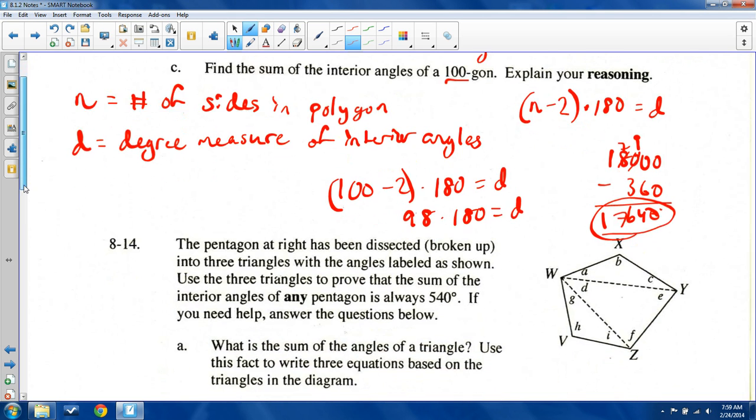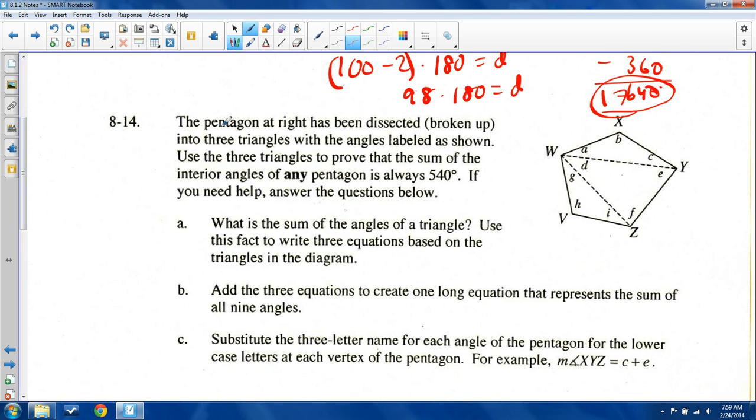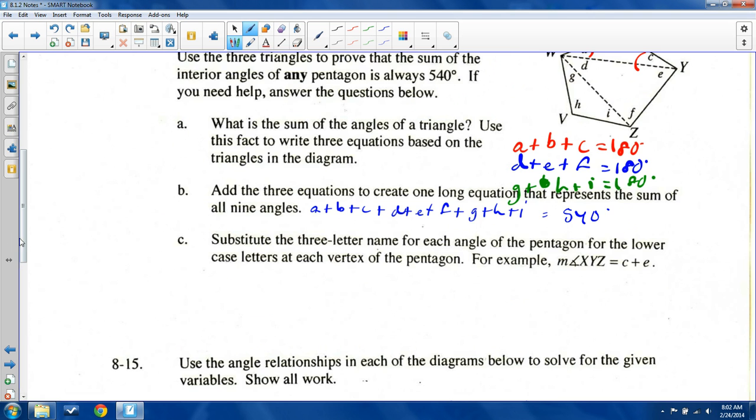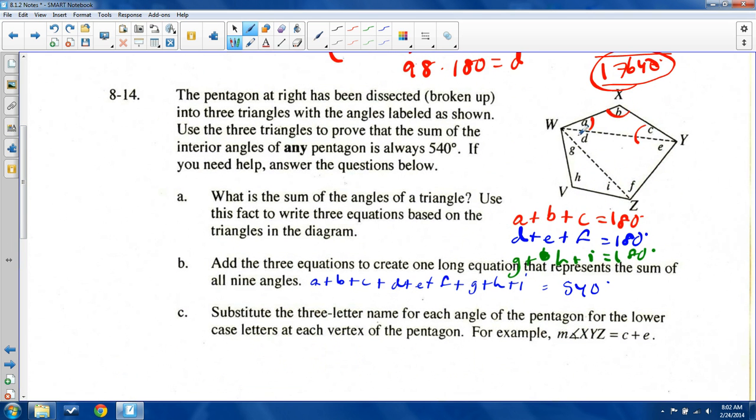Okay. All right, the pentagon at right has been dissected into 3 triangles with the angles labeled as shown. Use the 3 triangles to prove that the sum of the interior angles of any pentagon is always 540. So before we talked about a regular pentagon, meaning all sides congruent. Here, this time, not all sides are congruent. So we're going to have to figure something out with that. What we can do with each interior angle. So no matter what kind of pentagon it is, if it's regular or not, just like a quadrilateral versus a square, it still adds up to 540. I don't know what each individual angle measure is, but I know that it all adds up to 540.